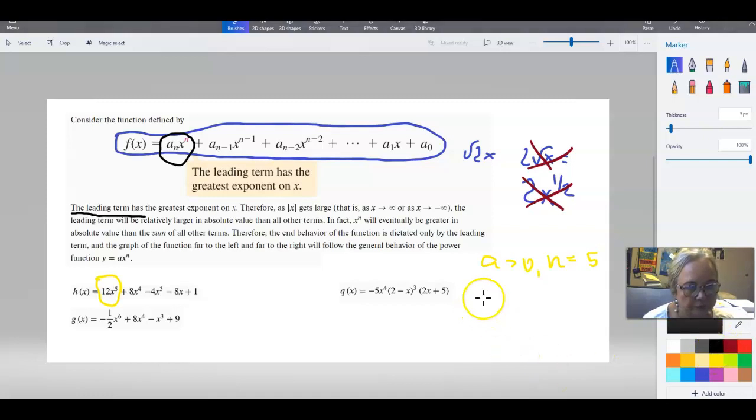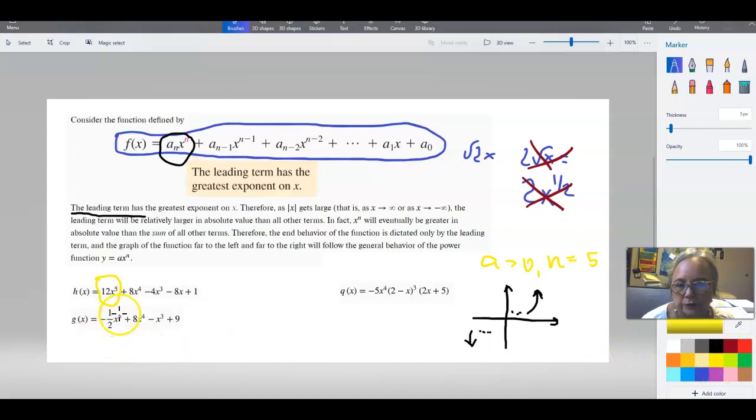We remember that the function h of x will behave at the end as the function y equals x to the degree 3, or x cubed, the cubic function. So that's the end behavior. The function will go down on the left hand side and go up on the right hand side.